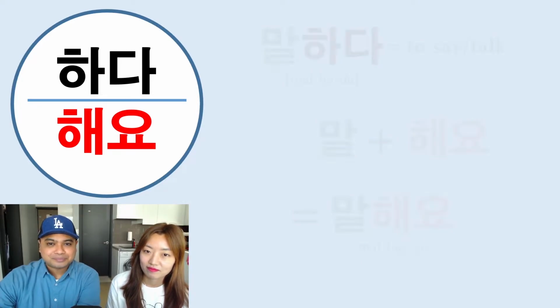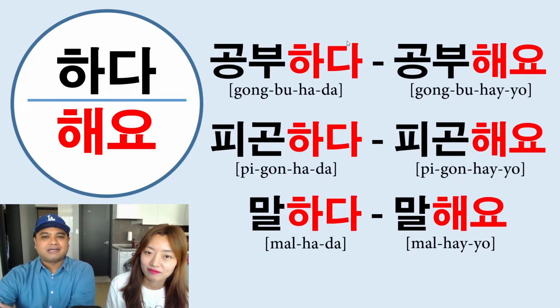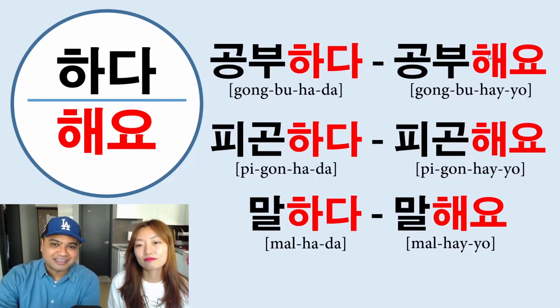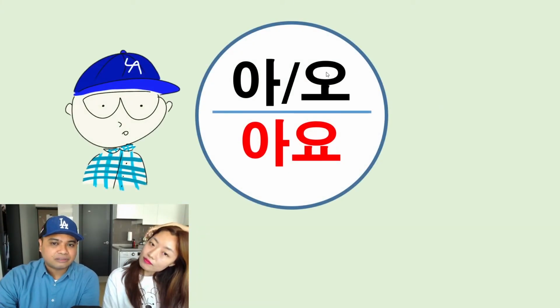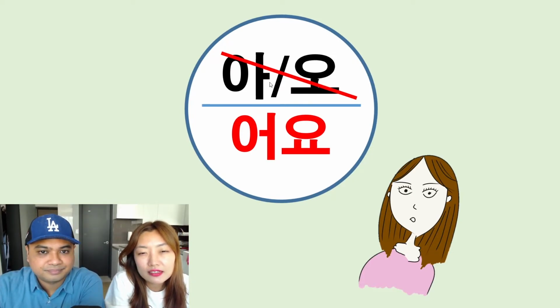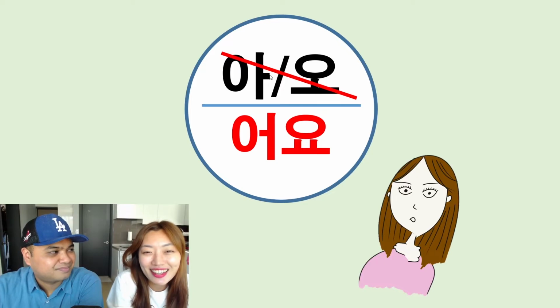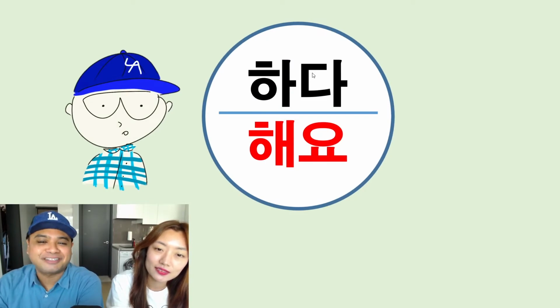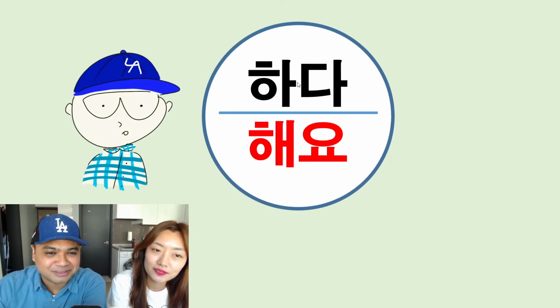All right. So here's a little recap. Just remember, if it ends with hada, you just change it to heyo, and then you're done. That's all you gotta do. Okay. So just a little recap. Remember, if the last vowel is a or o, you add ayo. And if the verb's last vowel is not a or o, then you add eoyo. And then my favorite one, if it ends with hada, all you gotta do is change it to heyo. So simple.